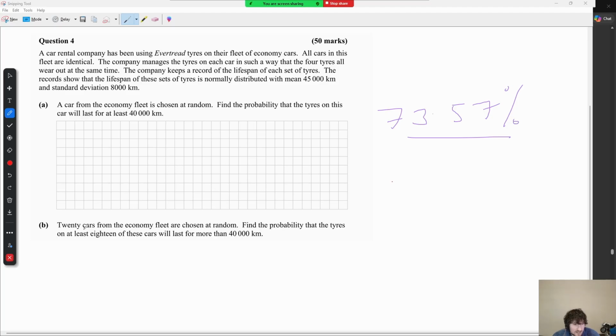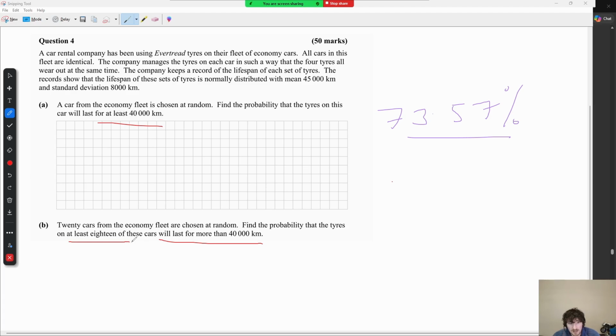Find the probability that the tires on at least 18 of these cars will last more than 40,000. So you see this ties in with the chance that we worked out in the previous question. So this is really tough. And I'm sure a lot of people would have been confused. And they're like, oh, are they giving us a sample size here with the 20? No, that's not what this is. This is a Bernoulli trial. And what they want is us to work out, it's really tough this.